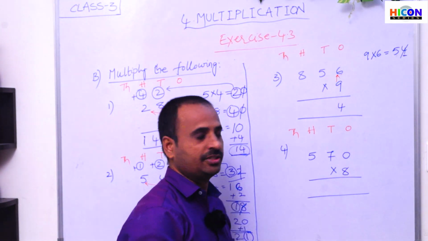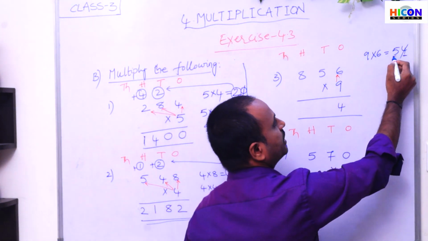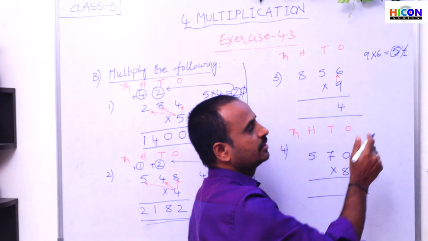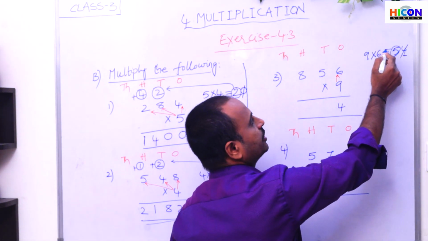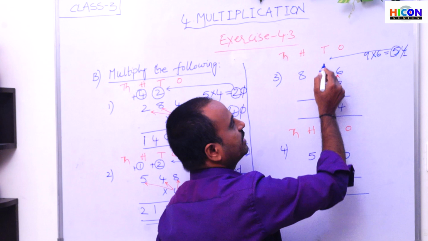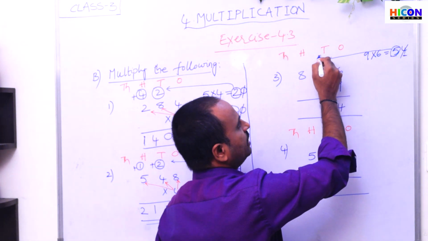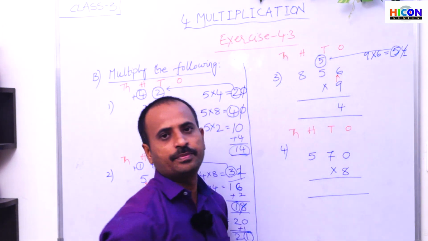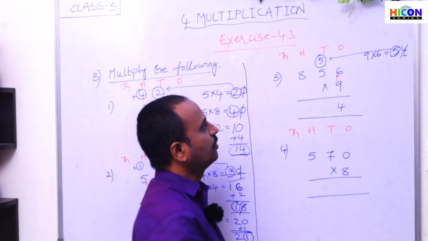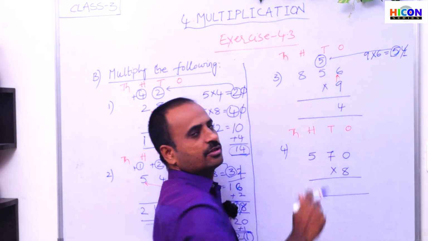And carry the first digit. What is the first digit here? 5 is the first digit. Carry the first digit to the next place. So what is the next place here? That is the tens place. So now carry the 5 to the tens place.